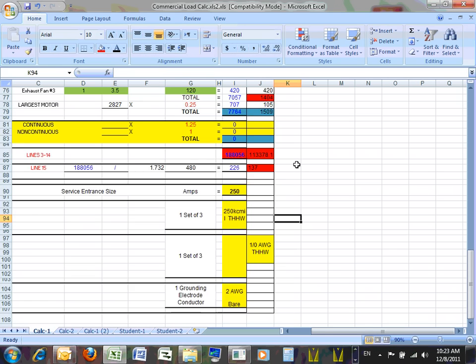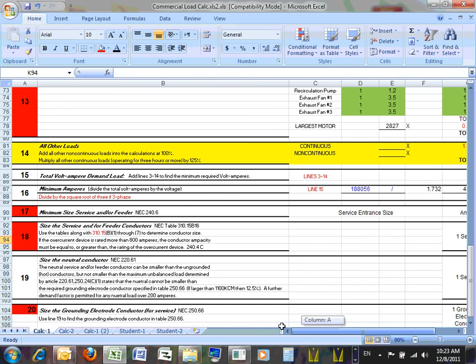Okay. Now, any question, guys, about sizing for the service? We sized all the way to our service. Now I'm going to go size the neutral. Before I size the neutral, let me tell you one little secret here. If your panel is 200 amp or higher, let me say it this way: if your panel is 250 or less, it's a good idea to pull a full neutral.